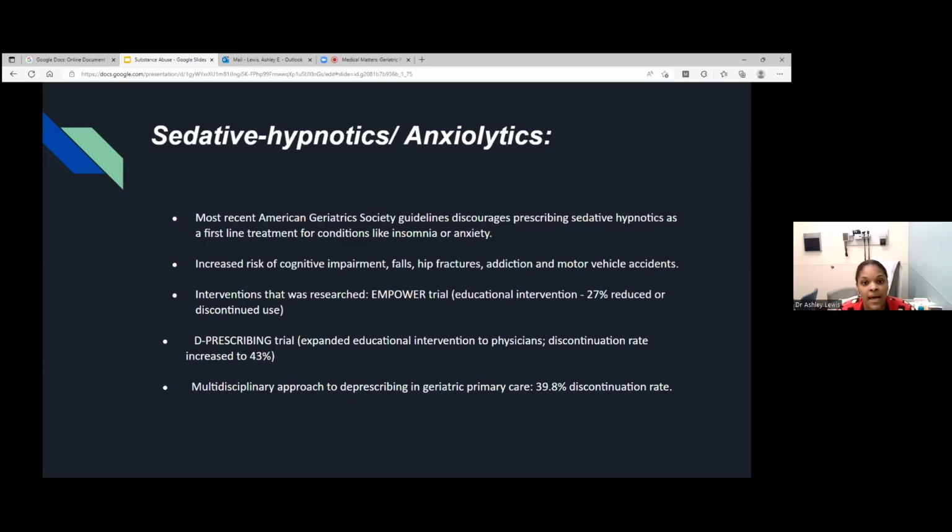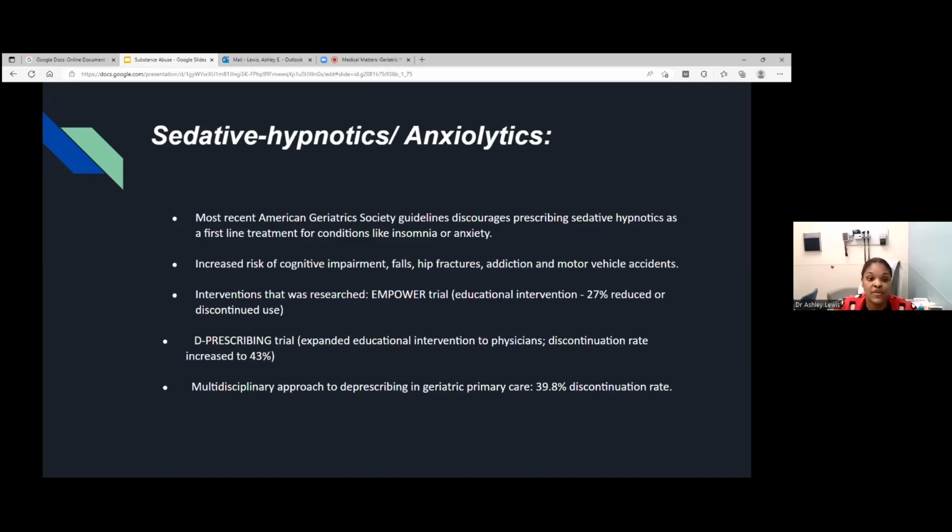So sedatives, hypnotics, and anxiolytics is just how we talk about benzos in the DSM-5. Once again, the most recent American Geriatrics Society guidelines discourage prescribing benzos as a first-line treatment for conditions like insomnia or anxiety. The reason for that is the increased risk of cognitive impairment, falls, hip fractures, the potential for addiction, and motor vehicle accidents.